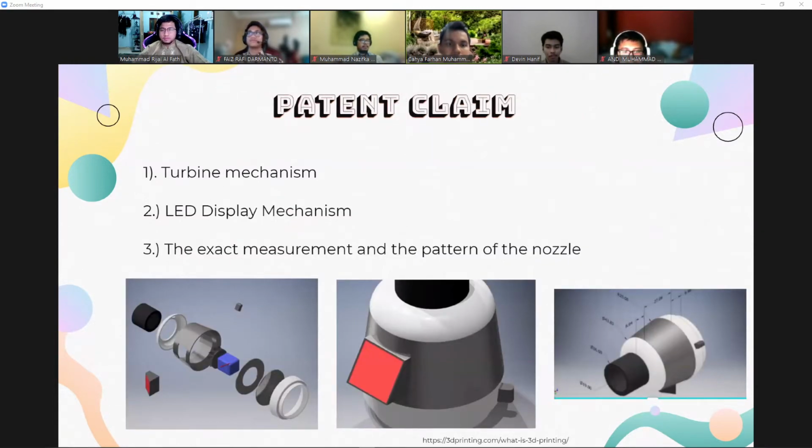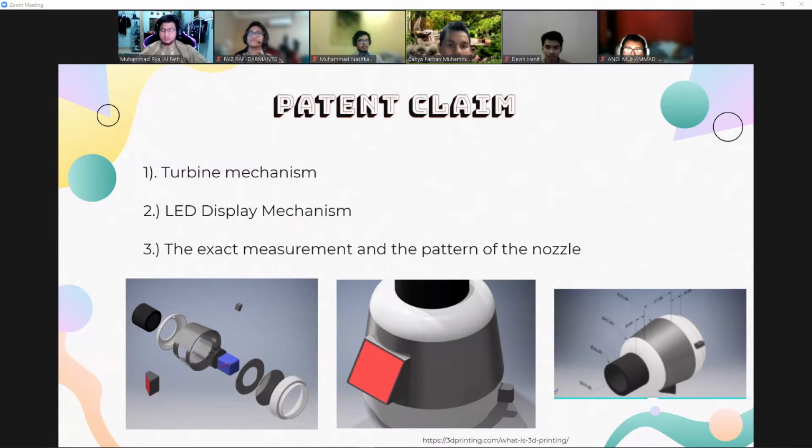Well, on the other hand, we have three patents which we claim, and those are the turbine mechanism, which is the use of a micro hydro turbine within the flume to generate the power of the device using the water flow from the water faucet.